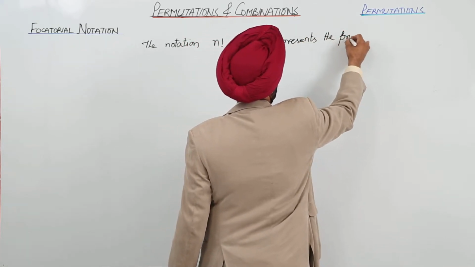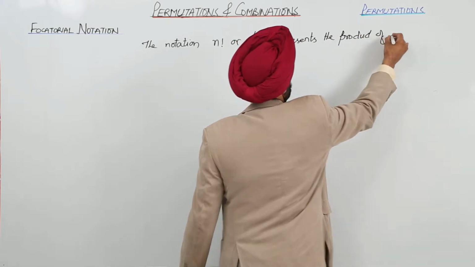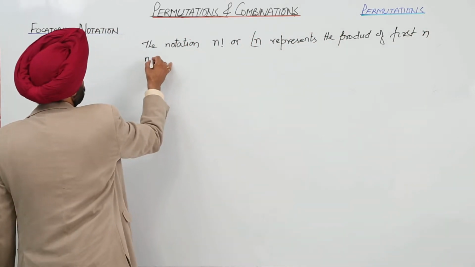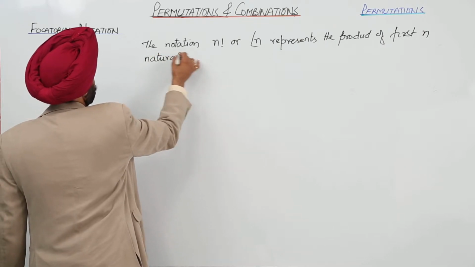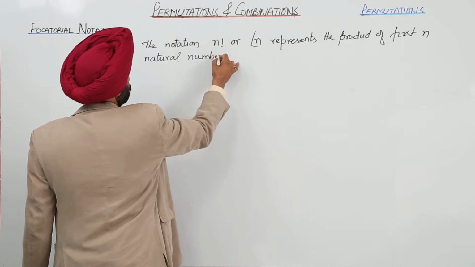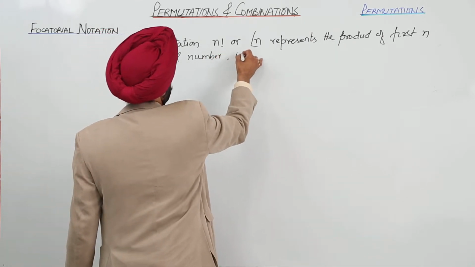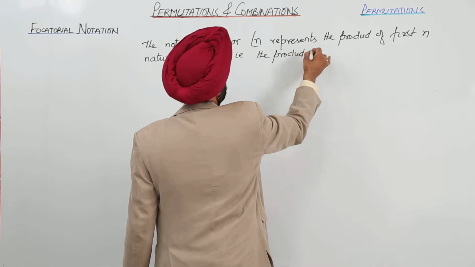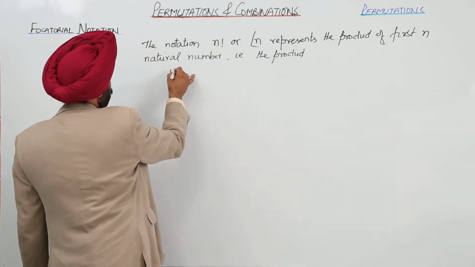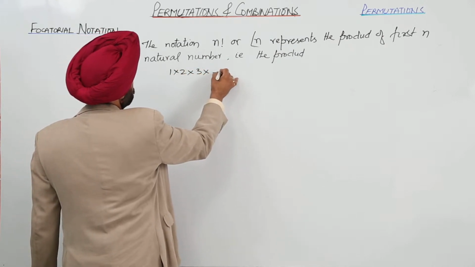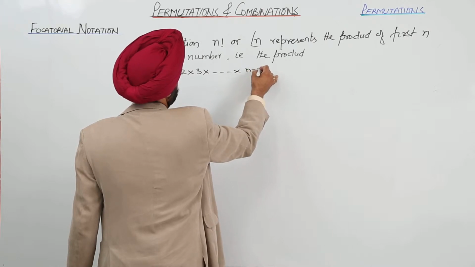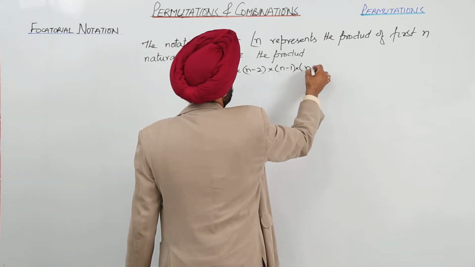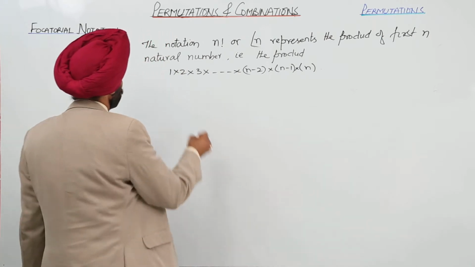the product of first n natural numbers. For example, the product 1 times 2 times 3 times ... n minus 2, n minus 1, n.